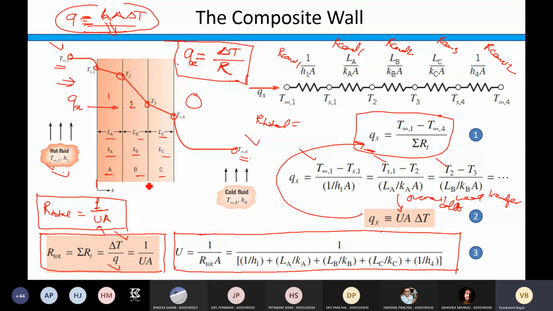Now this is true for the slab case only, where this area is constant. That's why this definition of U is consistent with this. The definition of U will change if you change the geometry. For a cylinder or a sphere, this will be a different expression, whereas this, 1 upon R total into A, will remain intact as it is. This will vary. Fine. Now can I go to the next slide? So remember this equation: R total is 1 upon UA.